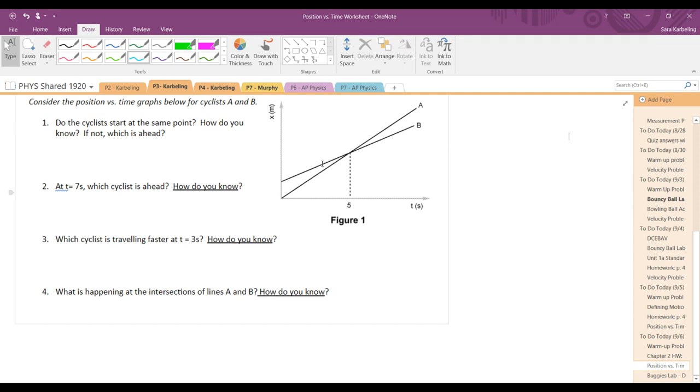My follow-up question for you is, which cyclist is traveling faster at 8 seconds? Take a look at that. You guys all look at that too and think about it. Which one is traveling faster at 8 seconds? A. Why? The slope. Does A change speeds at all during the story? No. Does B change speeds? No. So who's traveling faster during the whole story? A is always traveling faster.